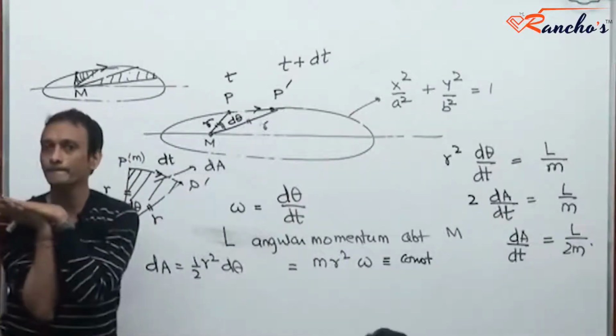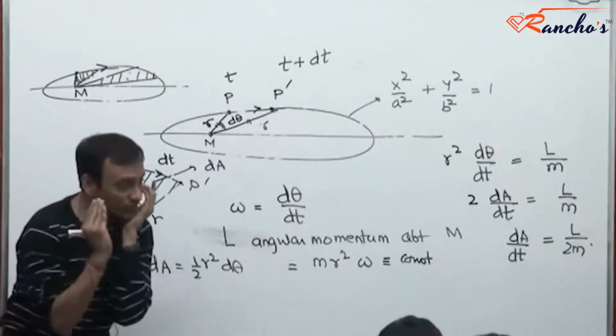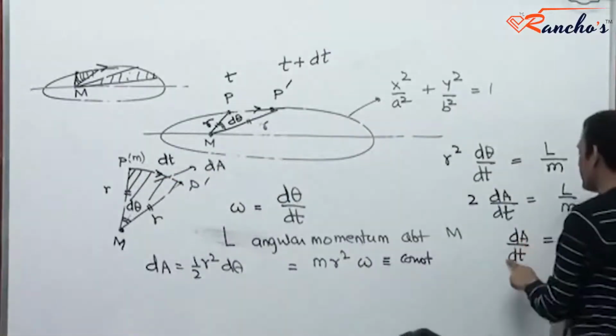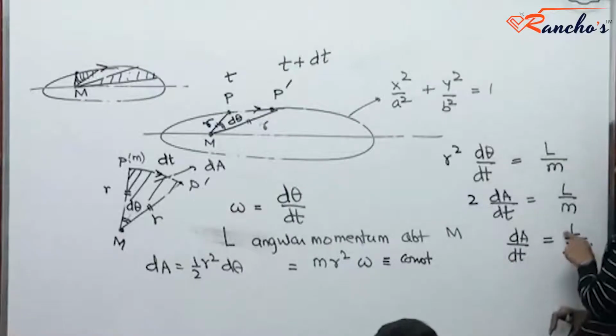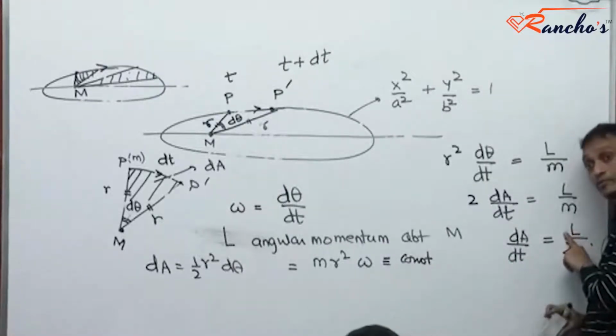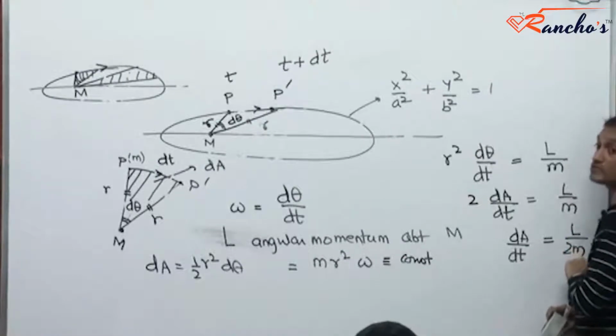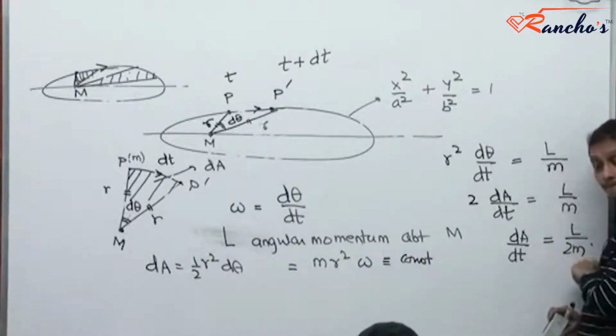Got me, right? Are you there with me on this? And the rate of description of the area is going to be the constant angular momentum that it has at any point, divided by twice the mass of the particle. Clear?